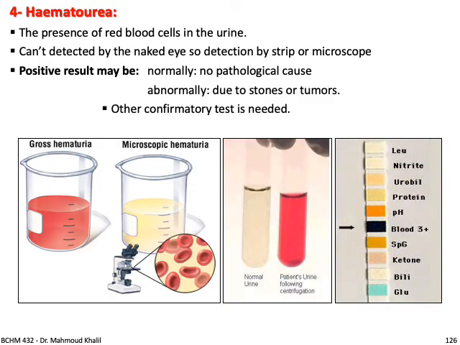The fourth type of abnormality is hematuria. It is the presence of red blood cells in the urine. It cannot be detected by the naked eye, so detection is by strip or microscope. You can see the strip in the third figure. The positive result may be due to no pathological cause, or abnormally due to stones or tumors. Other confirmatory tests are needed. So you can see in the second figure the difference between urine that has blood cells and normal urine.